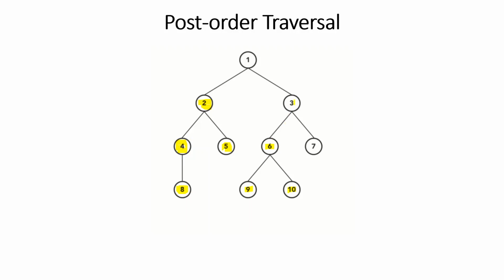3 will check whether my left and right is over. Left is over, right is not over, so it will print 7. Then it will print itself because it's the root, 3. Now going back to 1, it will check whether my left is over, left is over, right is also over. Now it will print itself, which is 1. So tell me the order. 8, 4, 5, 2, 9, 10, 6, 7, 3, 1.